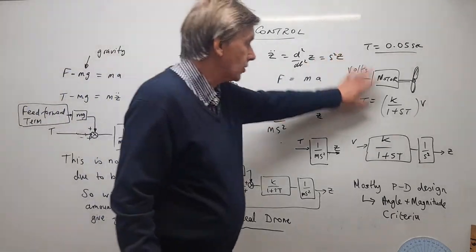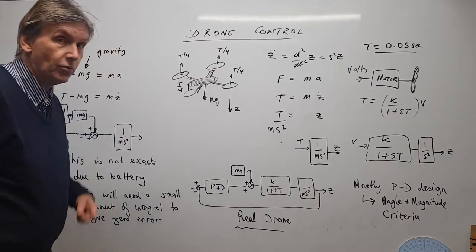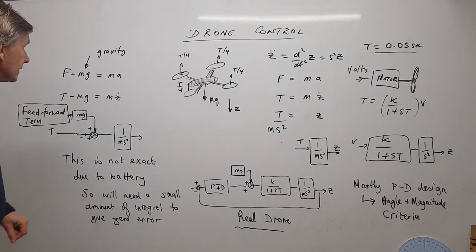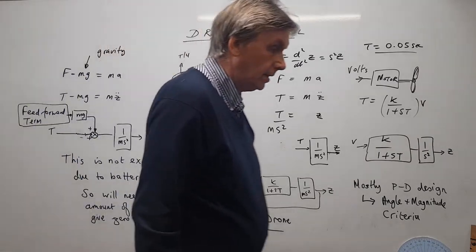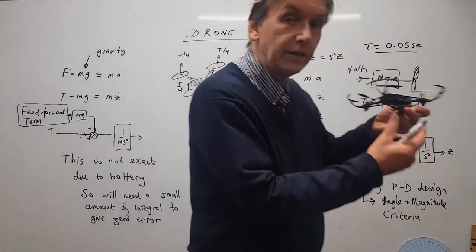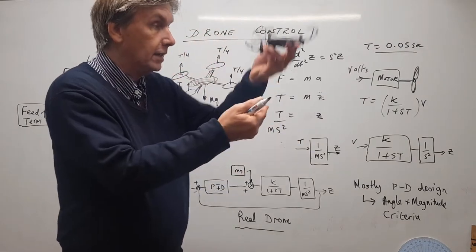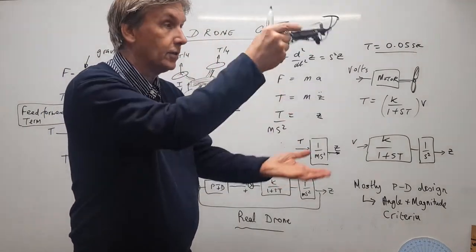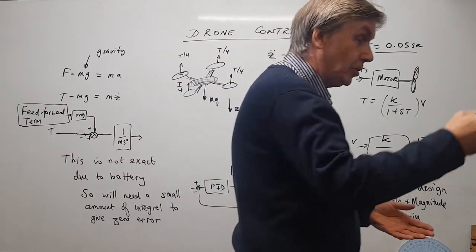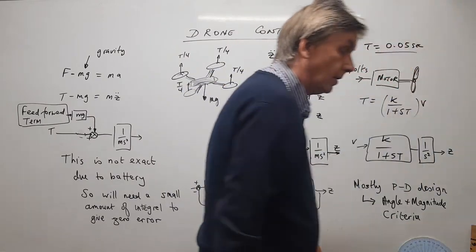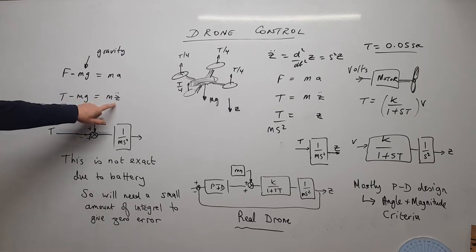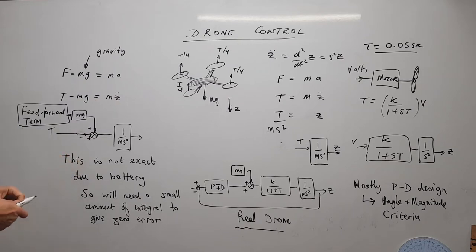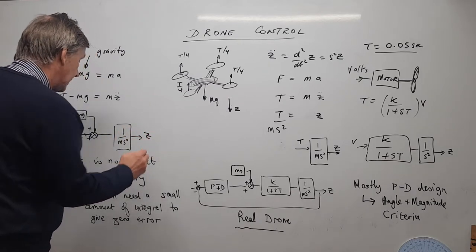Now, there's one extra little trick though we need to bear in mind here for the real application, which is that obviously, when we're applying this equation here, this drone, it's like in a gravity field. So if I drop it, it does fall. And so we get mg now pulling it down. So we've actually got F minus mg equals mz double dot. So T minus mg is mz double dot, where this is z here.